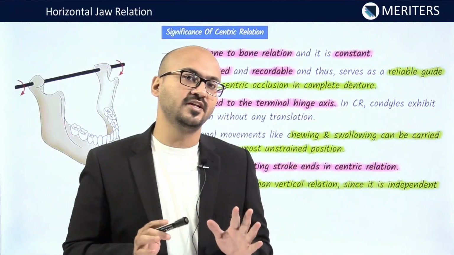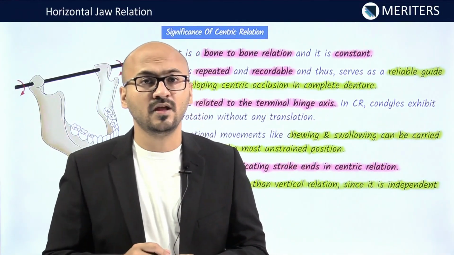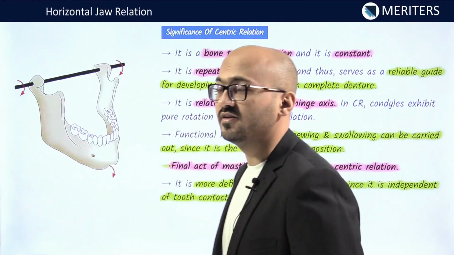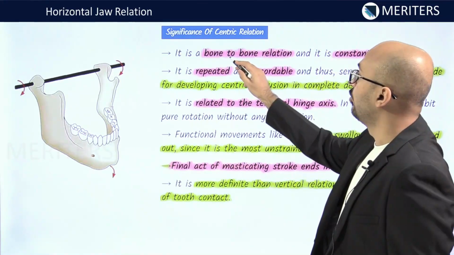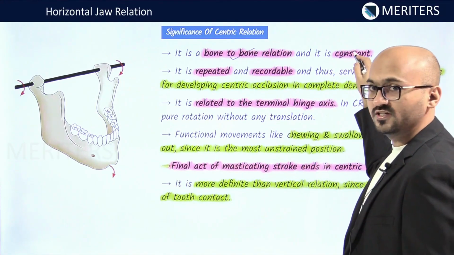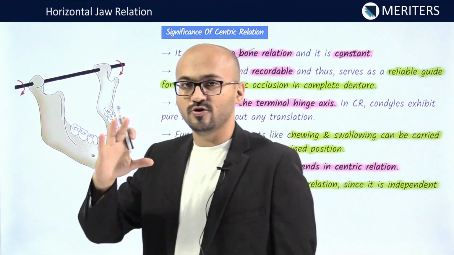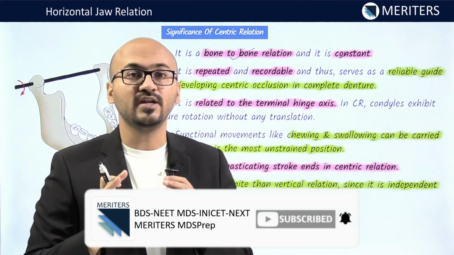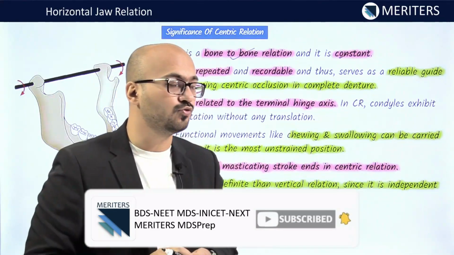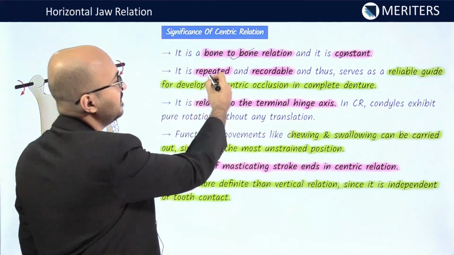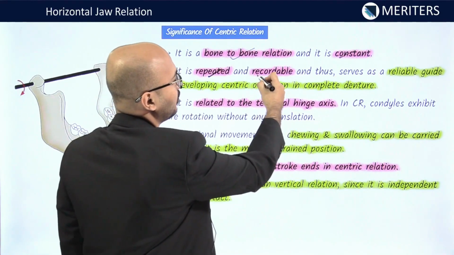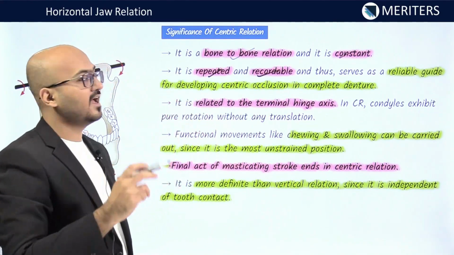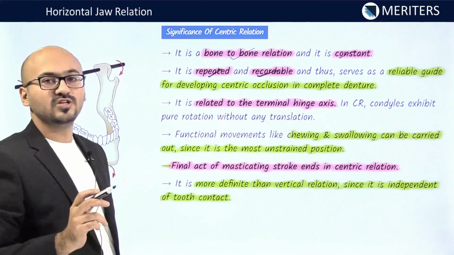Now that we've studied the definition of centric relation, let's see what the significance of centric relation is. It is a bone-to-bone relation and it is constant. It is a bone to fossa, maxilla and mandibular relationship with respect to each other only in the bony part. It is independent of tooth contact. It is repeatable, reproducible and recordable, and thus serves as a reliable guide for developing centric occlusion in complete dentures.